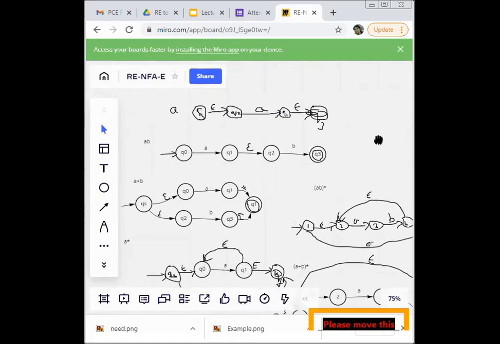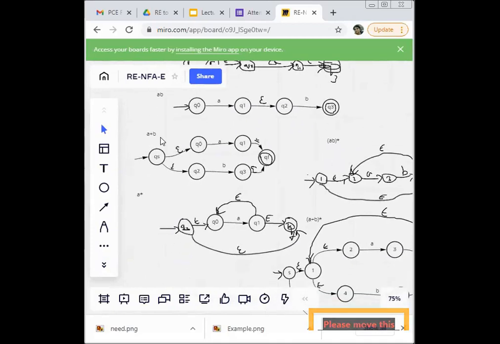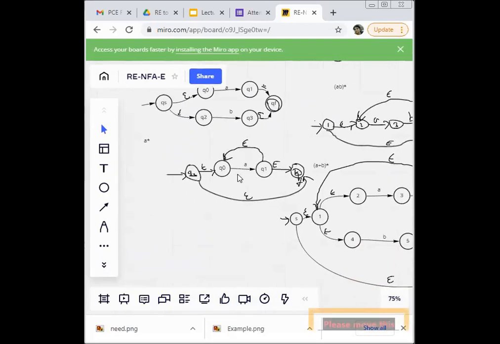See, what all have we done? We have done A, right? How to draw A. We have seen how to connect two with an epsilon, AB. Then we have seen A or B. Since it is OR, we have parallel paths, one for A and one for B. We have seen how to draw A star, right? If I want to make this A plus, then what difference should I make here?